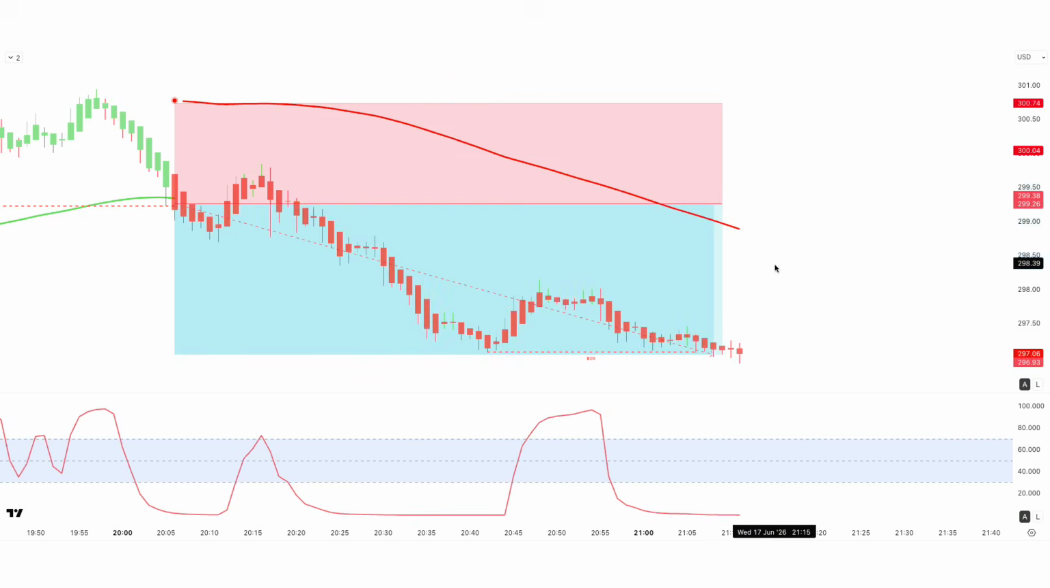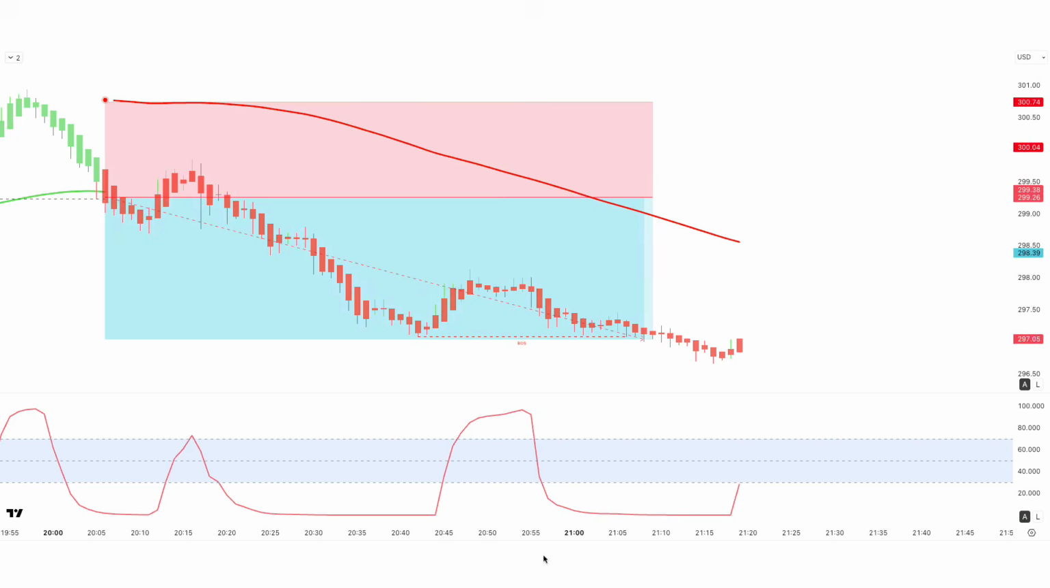We have won the trade. Let's find the next trade.